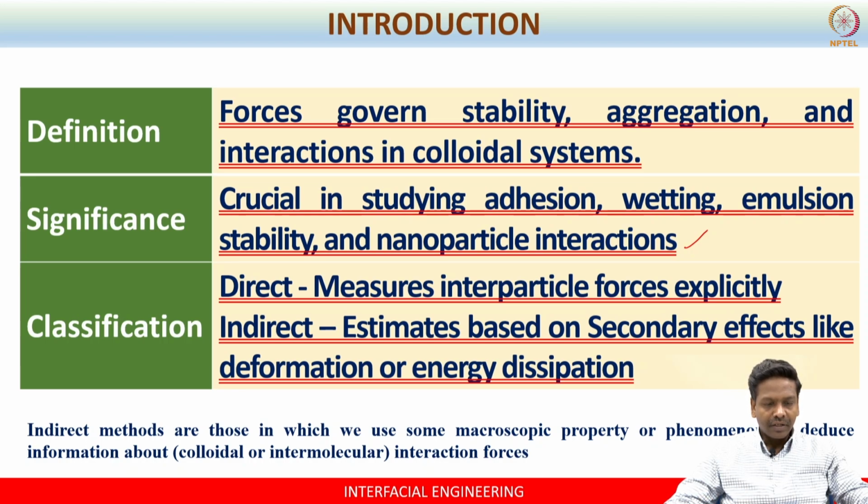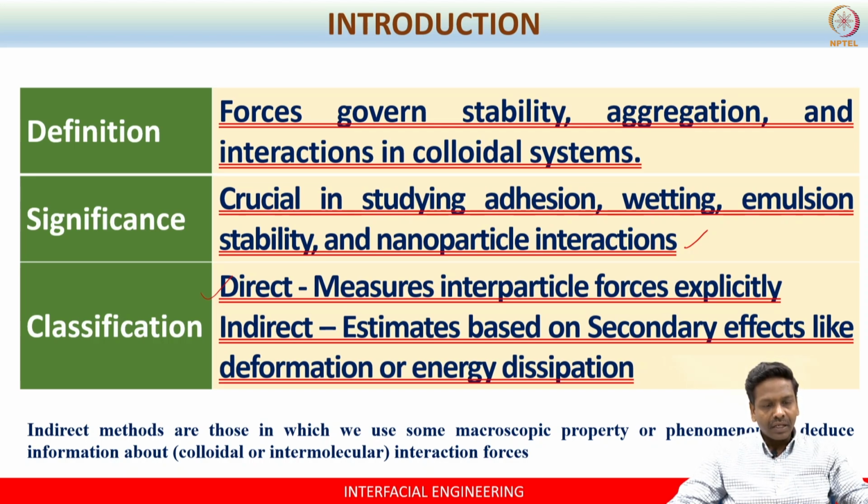The methods can be classified into two. One is the direct method. So this uses some sort of a probe. It is an in situ method. So it uses some sort of probe to measure the forces between the surfaces as a function of several factors. One of the factors could be the distance between the probe and the surfaces.